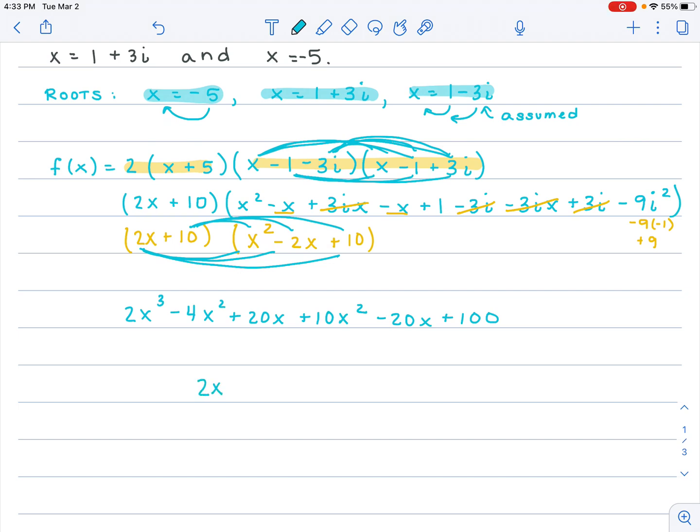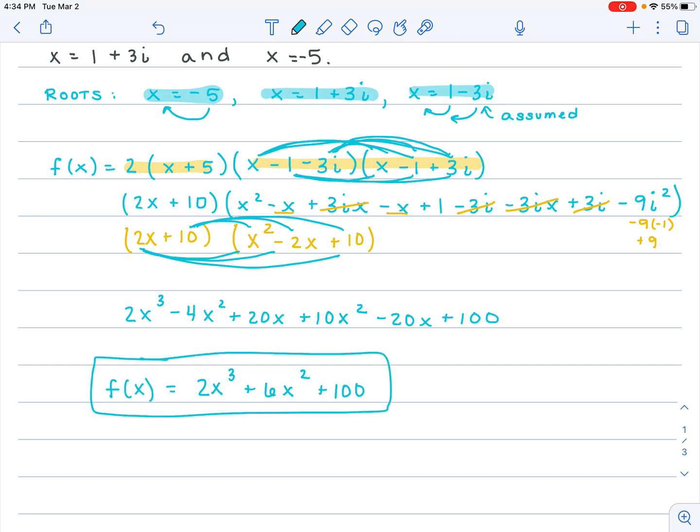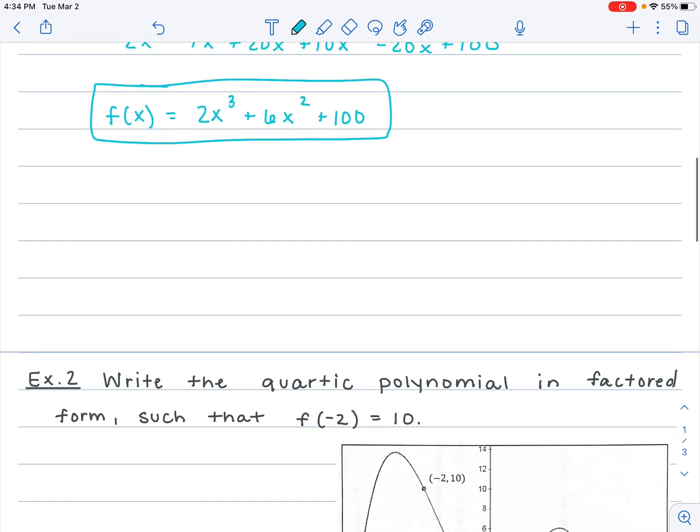Combine like terms here. I only see one x cubed, so it's going to be 2x cubed. For x squared, I have negative 4x squared and 10x squared, so that gives me 6x squared. 20x and negative 20x, those go to 0. And then I have that plus 100. So I would say f of x equals this function. And we're good to go.